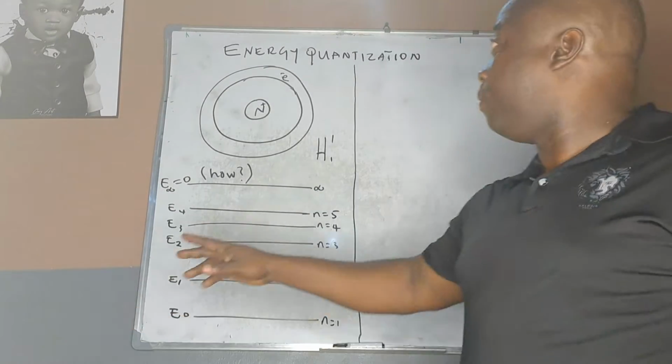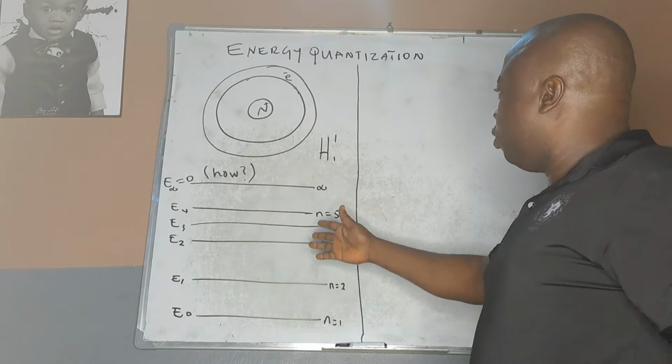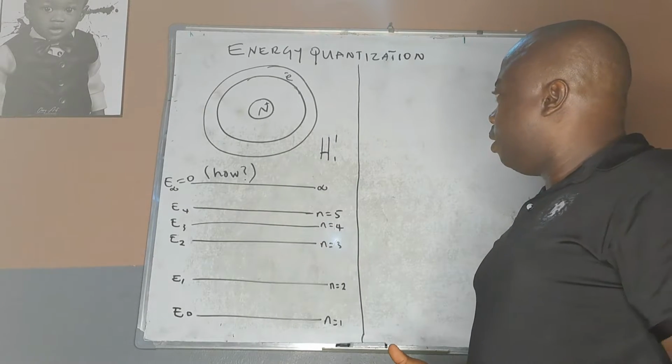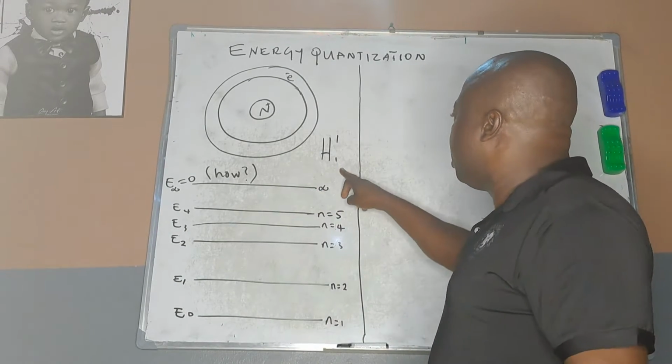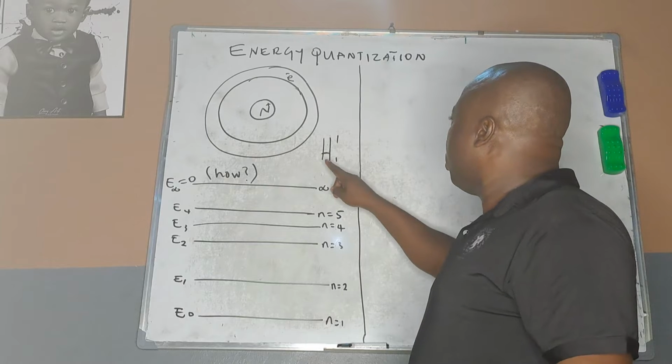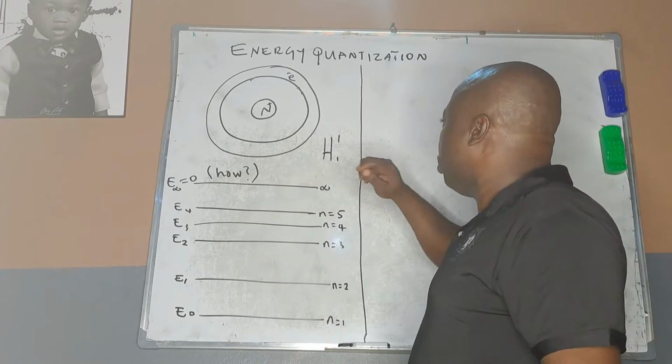We want to look at the topic in physics, energy quantization. And I've drawn this to enhance comprehension. Now, we're using a monatomic element or atom called hydrogen. It has one electron and one proton.